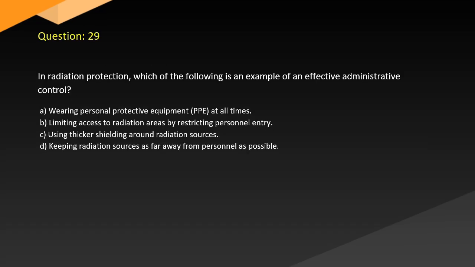Question 29. In radiation protection, which of the following is an example of an effective administrative control? A. Wearing personal protective equipment (PPE) at all times. B. Limiting access to radiation areas by restricting personnel entry. C. Using thicker shielding around radiation sources. D. Keeping radiation sources as far away from personnel as possible.